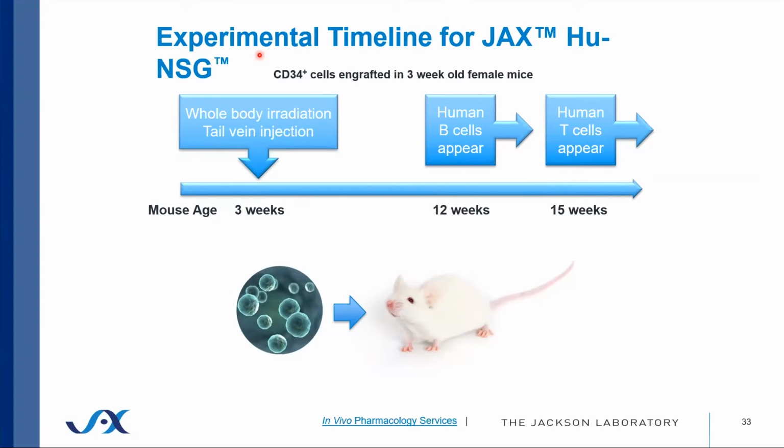So there's definitely some variation as far as whether or not irradiation is being used and what the dose is. But this is typically what we do here at JAX for the CD34 humanized mice. We're irradiating the mice and then engrafting the cells by tail vein injection at about 3 weeks of age. And then after a couple of months, you start to see human B cells appear and then T cells. So let's go into a little bit more detail about the subsets that you see in these mice.